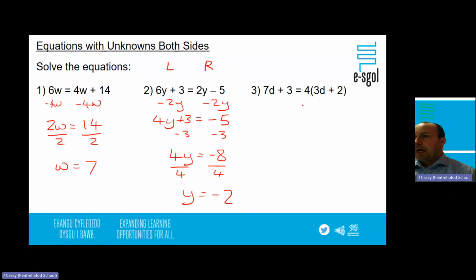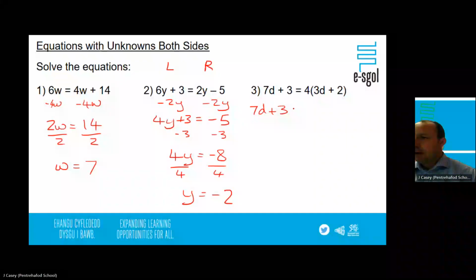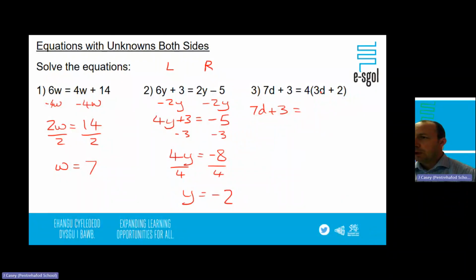And the last one, now we've got some brackets here in the mix. So I'm looking at this now. It looks like there's more d's on the left-hand side, but I haven't expanded the brackets yet, so you've got to be careful. So I'm going to write 7d plus 3, and then I can expand the brackets. 4 times 3 is 12, and 4 times 2 is 8. So I've expanded the brackets now.